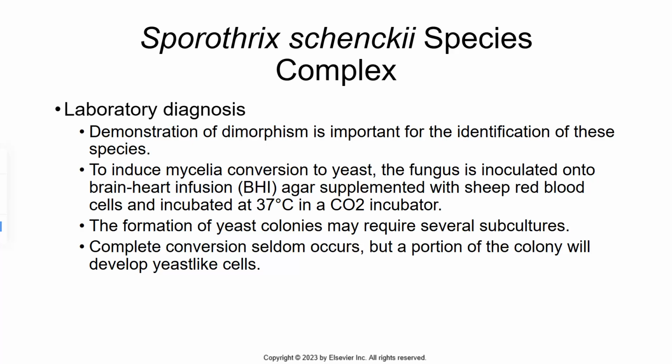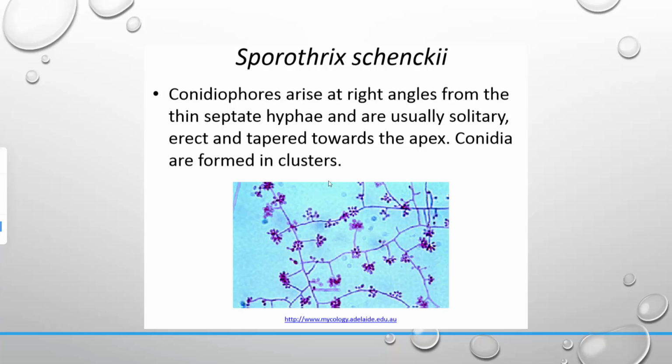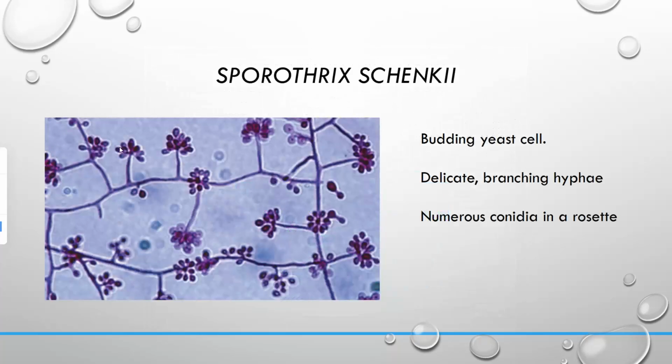So dimorphism: it's important to be able to differentiate which species are dimorphic from which ones are not. Dimorphic means that at one temperature, typically they grow in the yeast form, and at another temperature, they grow in the mold form. So if they're growing at body temperature, 37C, they're more likely to grow in the yeast form, while at room temperature or colder, they'd be more likely to grow in the mold form. So here's the yeast phase and here's the mold phase. This is a more characteristic picture of what Sporothrix would look like on the exam. And here's another picture of that. So: budding yeast cell, delicate branching hyphae, numerous conidia in a rosette.